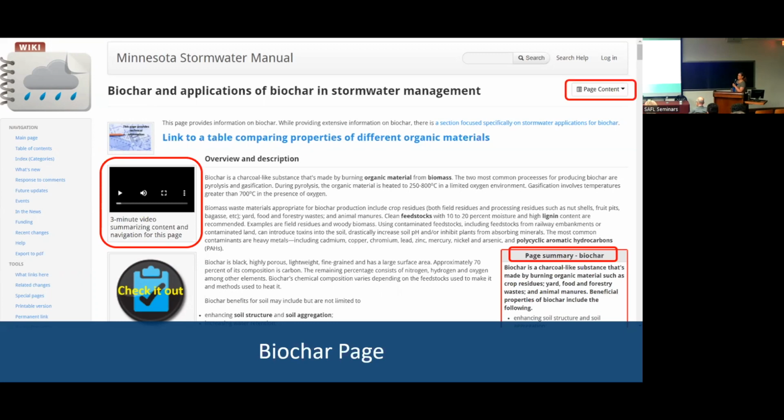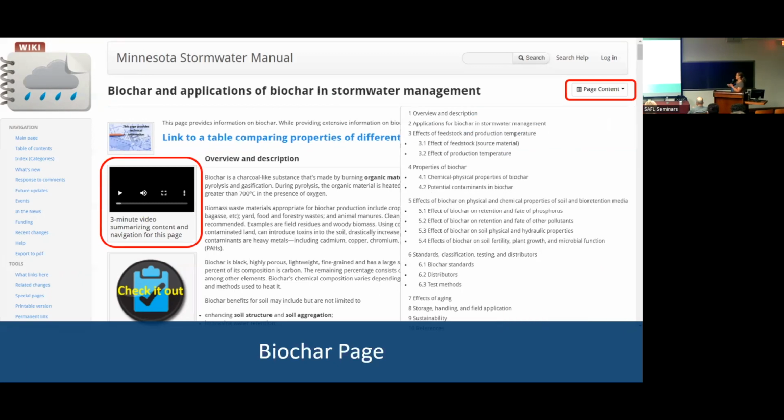And this is a really important tool for the stormwater manual, this page content dropdown in the upper right-hand corner. This is essentially a table of contents that links all of the information in a page. So you can just click on that page content table of contents, click on any of these topics, and it'll bring you right there. I'm just going to scroll down on this page here.